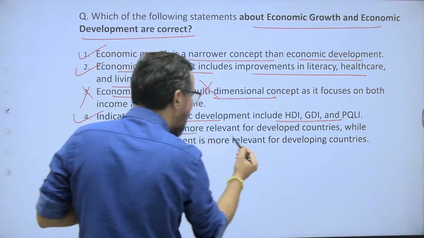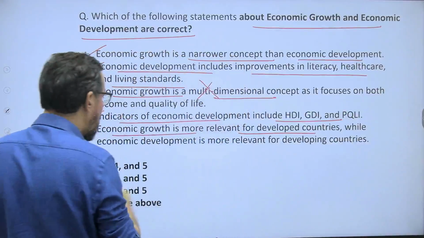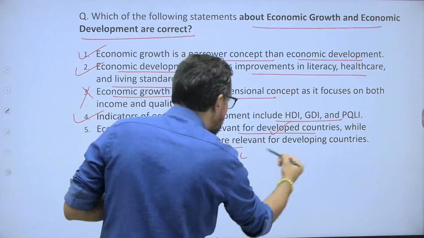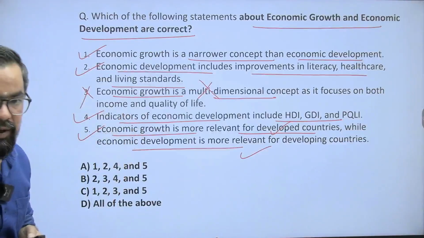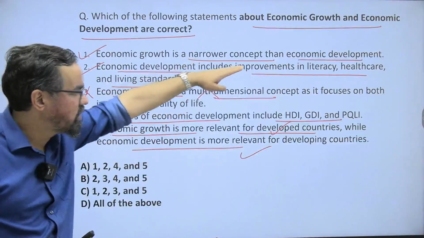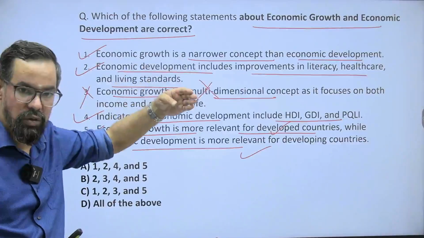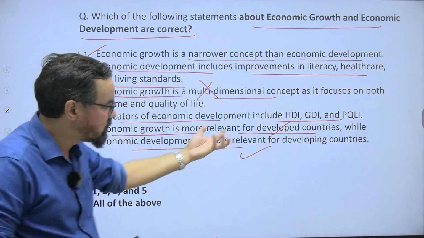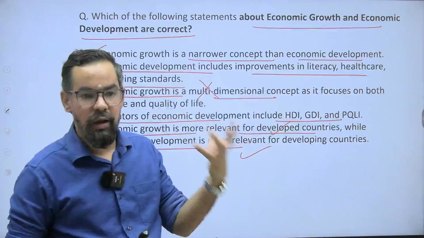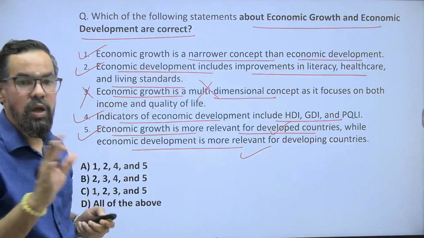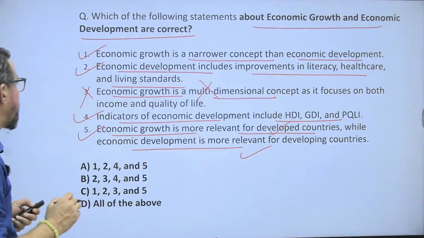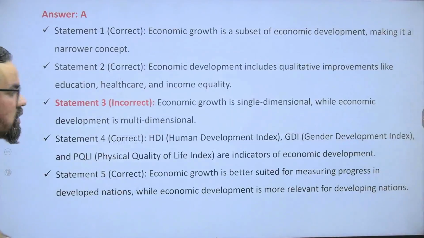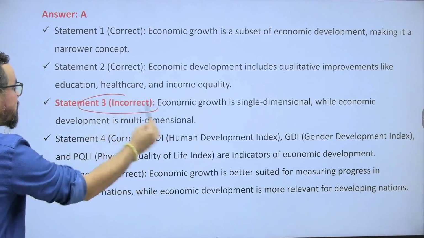Economic growth is more relevant for developed countries, while economic development is more relevant for developing countries, because developed countries have already done with many of these areas. So now they have to maintain their growth numbers. In the case of developing nations, their more concern is basically education, healthcare, infrastructure, and all. They have to fulfill these gaps or patches. 1, 2, 4, 5 means option A must be the right answer for this one. Only the incorrect statement was statement 3.